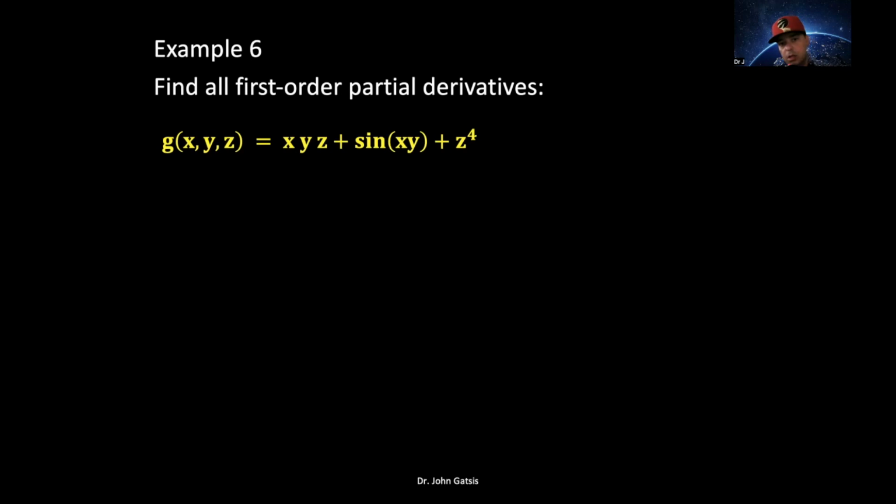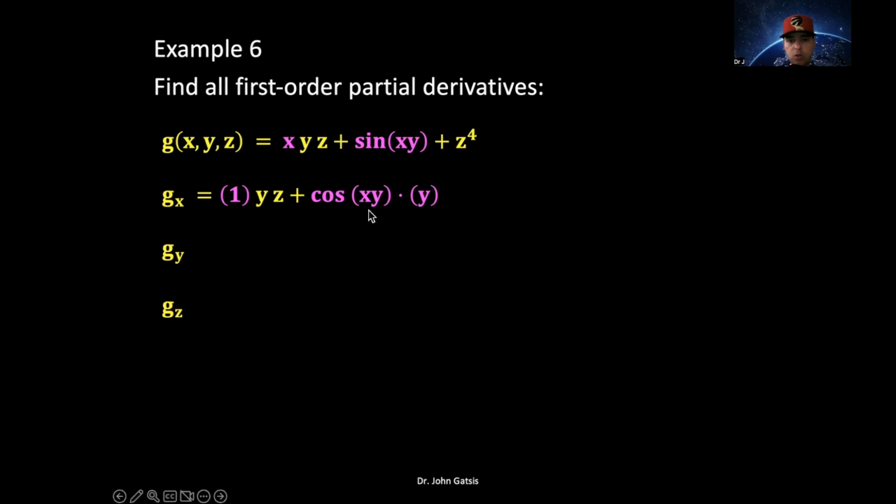In this case, let's take a look at the first order partials with respect to x, y, and z. g sub x, g sub y, g sub z. So with respect to x, I've colored them for you there. The derivative of x is 1, and then the y and z are fixed, so they're just like constants or numbers. Sine of xy, we have the derivative of sine, and then the chain rule. Now the chain rule there, remember the derivative of xy with respect to x is going to be 1 and then y, so 1y.